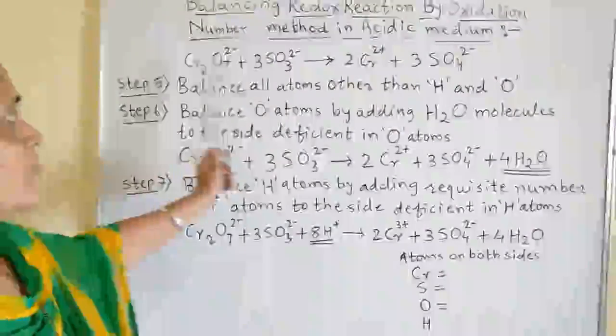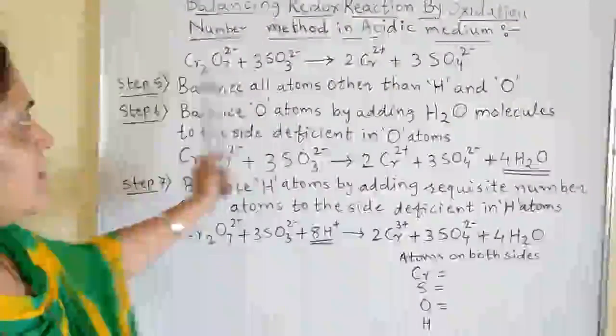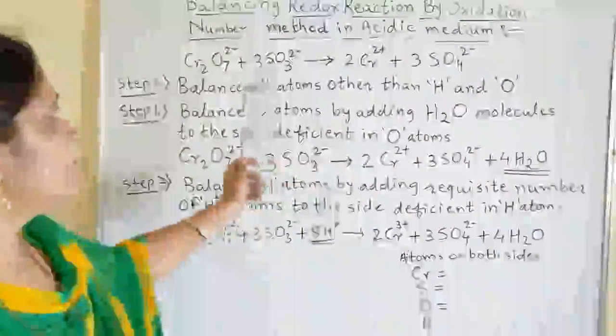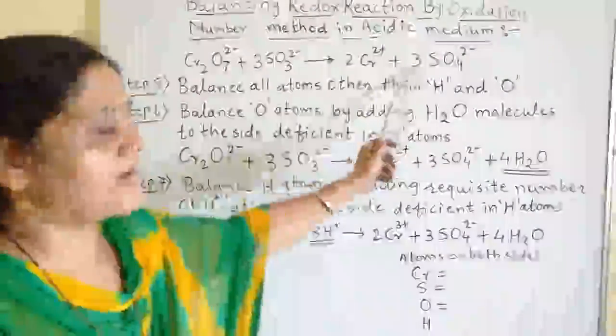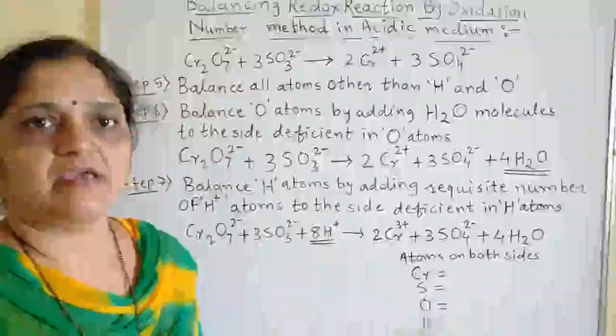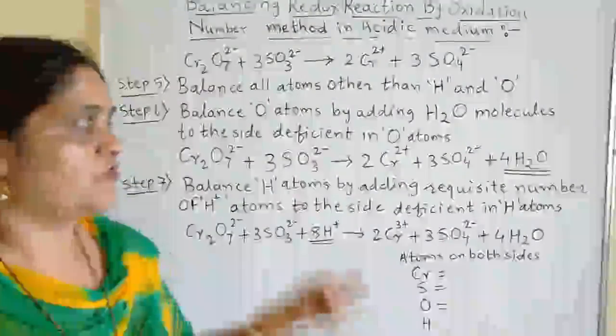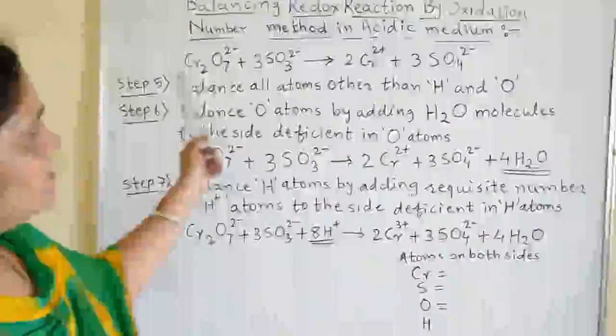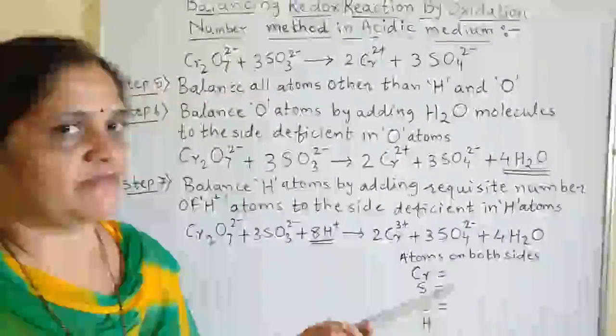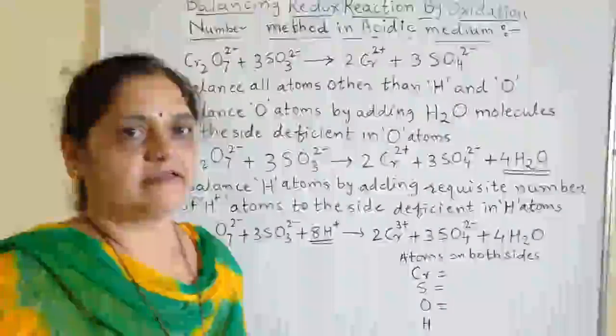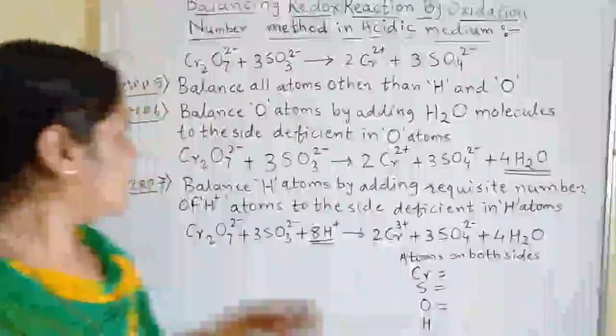Other than hydrogen and oxygen there is chromium and sulfur. So 2 chromium atoms here, 2 chromium ions there, 3 sulfur atoms here, 3 sulfur atoms there. In this way we have balanced both the chromium and sulfur atoms. So no need for special balancing in this equation. Already it is balanced when we have balanced the increase and decrease in the oxidation number.